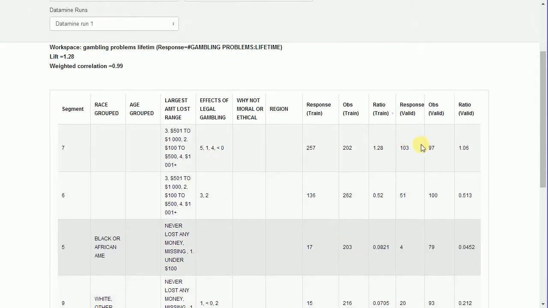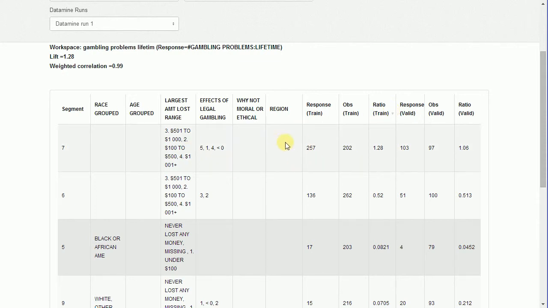These columns on the right here show effectively the numerator, denominator, and ratio, or response, OBS, and ratio for the validation data, as opposed to the training data. Model validation will become more important in the next video.